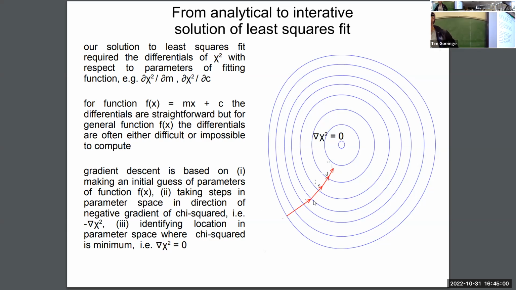I listed those 3 steps in this little paragraph here on the bottom left. And here's a picture that I stole of imagining this trip from your initial guess way out here on the bottom left of the figure. We're just taking little steps inwards towards the minimum of the chi-squared by always walking in the direction of the negative gradient. That's how we find this location. We're doing this numerically, iteratively, rather than analytically knowing the differential of the chi-squared with respect to this parameter or that parameter.